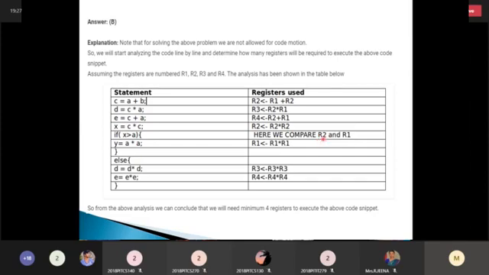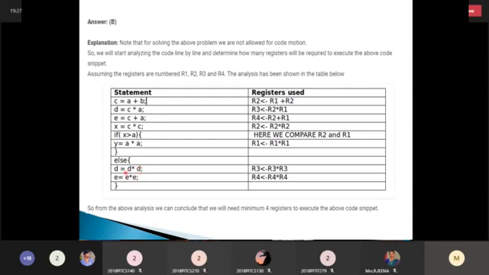So here we compare R2 and R1. X greater than A, I'm just doing that comparison. When that is true, I am going to multiply A. So A into A, I am just storing in Y. So R1 equal to R1 into R1. I am just multiplying two values and again storing in the same register itself.